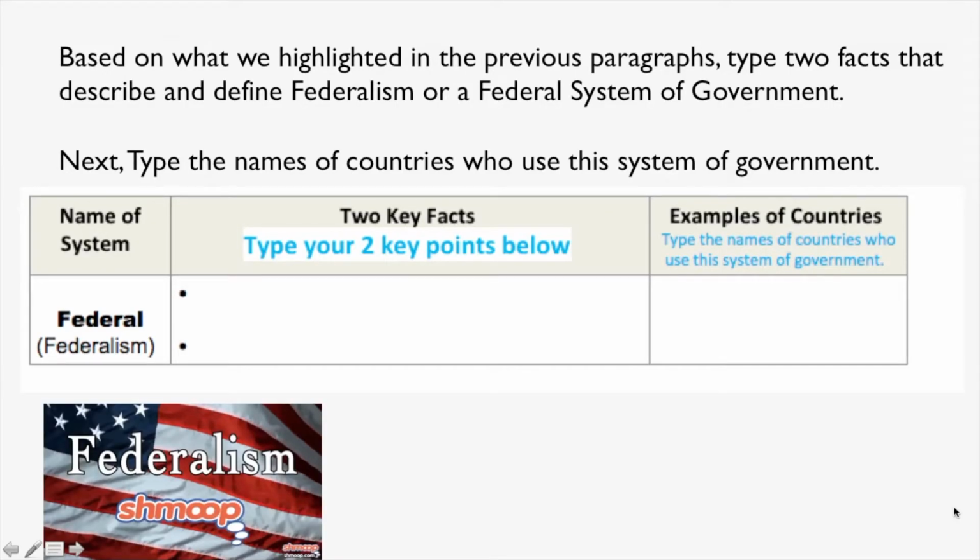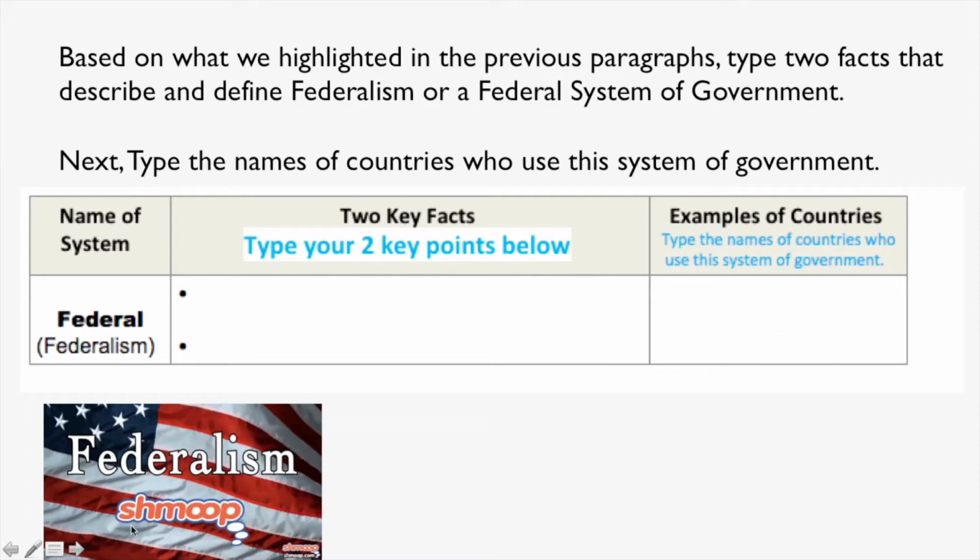So based on what we have highlighted in the previous paragraphs, I want you guys to type out 2 facts that describe or define federalism, or the federal system of government. So type your facts right here and right here. I gave you 3 things to highlight. Now, 2 of those were facts, and 1 of them was an example of a country that has this type of government. So make sure you're typing out the country that I said 4 or 5 times has this type of government. We live in it. What is the name of our country? Put that right here. Type it out.